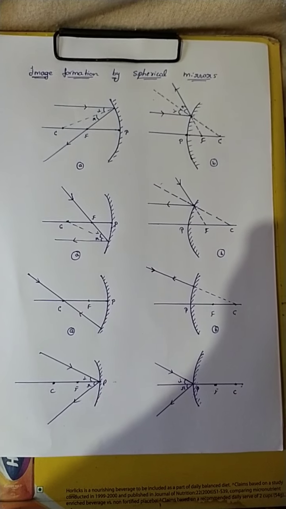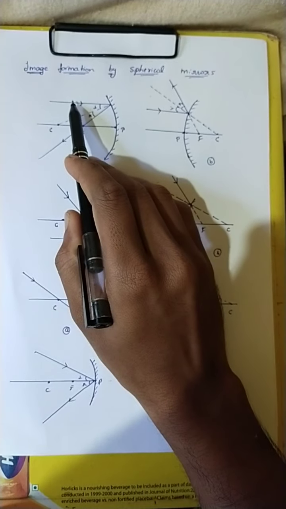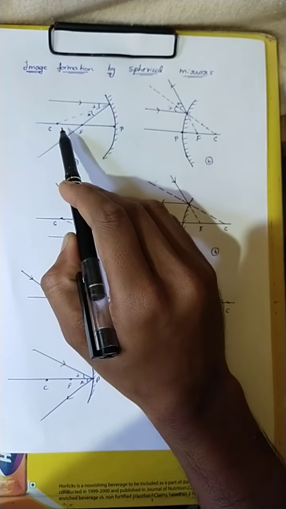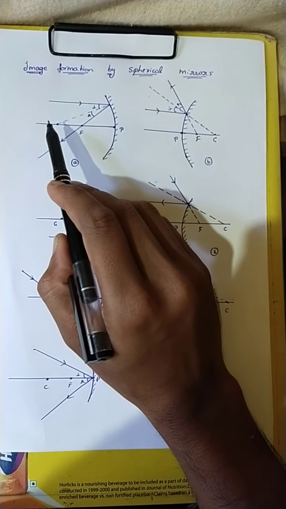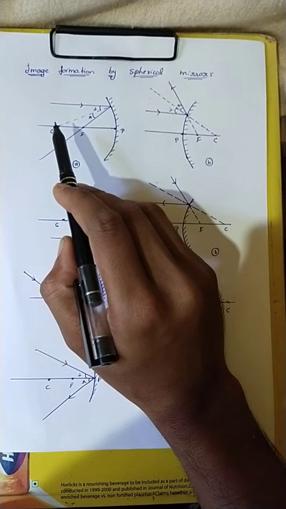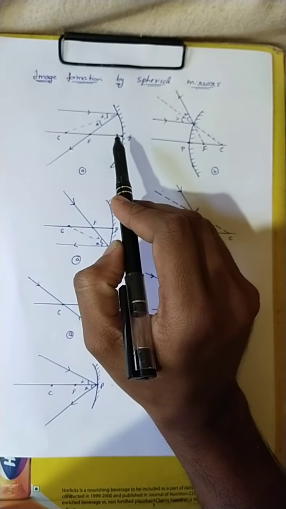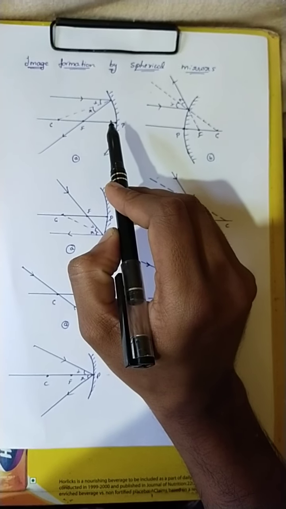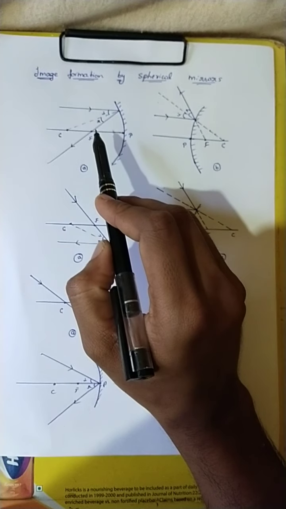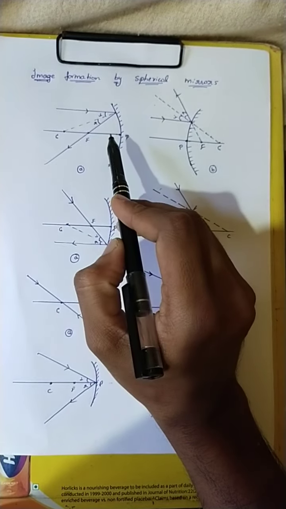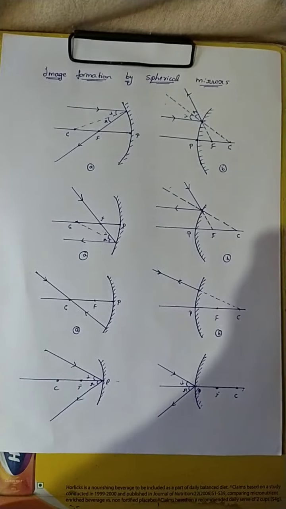In the given diagram, where is the incident ray? This is the incident ray. That ray is parallel to the principal axis. What is meant by principal axis? The principal axis passes through the center of curvature and the pole point. The pole point is the center of the given spherical surface. We have to draw the principal axis passing through the center of curvature and pole point. It is a straight line joining the center of curvature and the pole point.